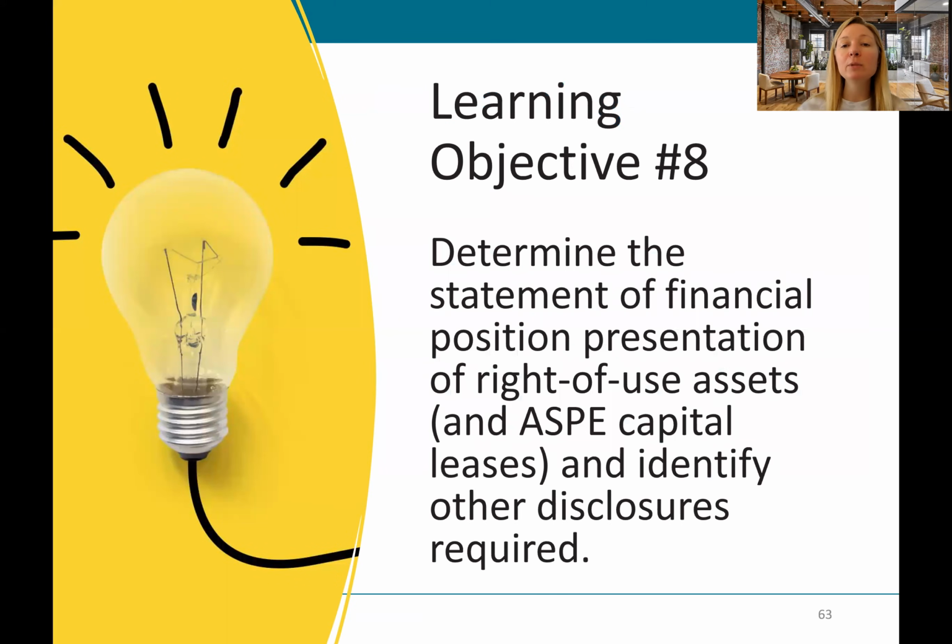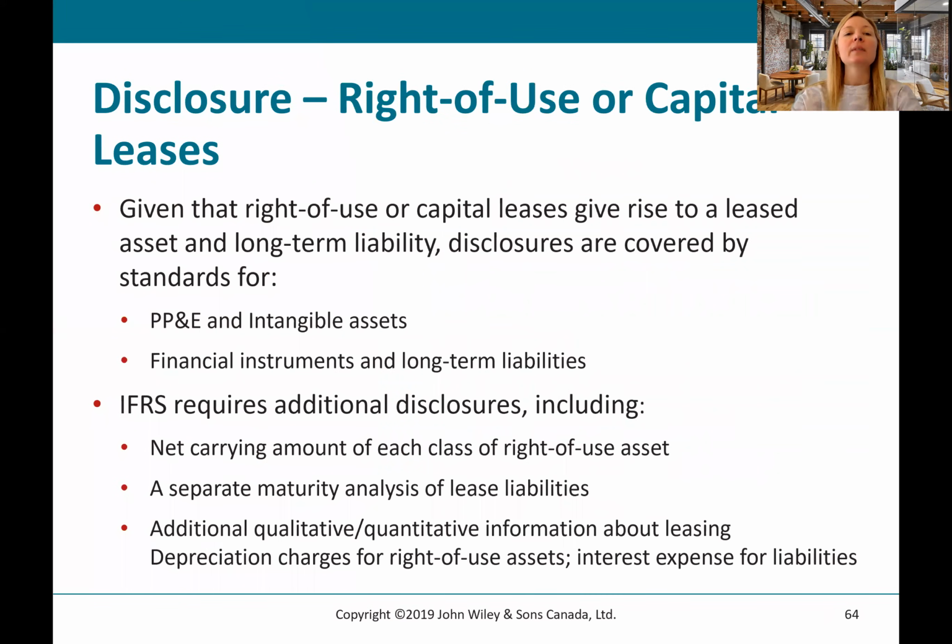Okay, learning objective number 8. Determine the statement of financial position presentation of right of use assets and identify other disclosures required. Given that right of use or capital leases give rise to leased assets and a long-term liability, disclosures are similar to PP&E and intangible assets and financial instruments. IFRS also requires additional disclosures, including the net carrying amount of each class of right of use asset, a separate maturity analysis of lease liabilities, additional qualitative and quantitative information about leasing, depreciation charges, and interest expense.